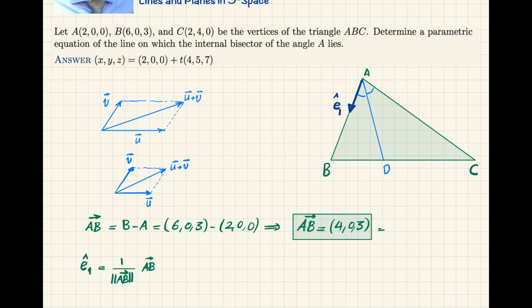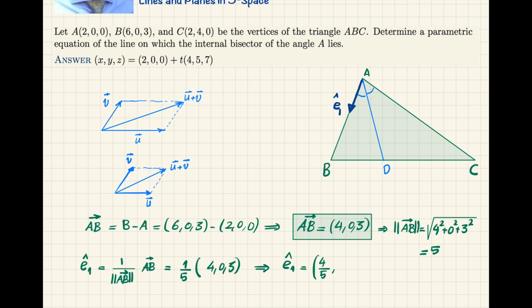But from here, it's very easy to calculate the length of the vector. So the norm of this vector AB is equal to the square root of the first one to the 2 plus the second one to the 2, plus the third one to the 2, which is equal to 5. So this becomes 1 over 5 multiplied by 4, 0, and 3. So finally, I got one unit vector, which is equal to 4 over 5, 0, and then 3 over 5. Yes, so this is one of my unit vectors.